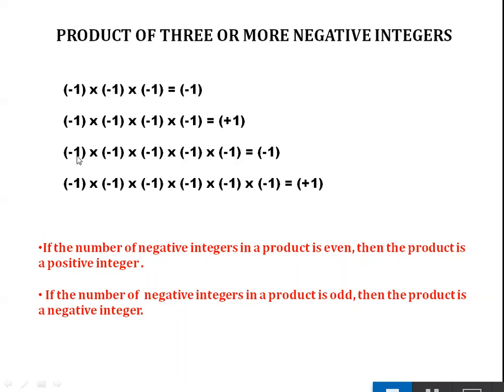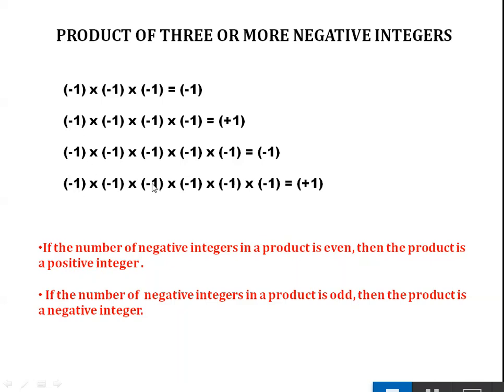Now here what is the number of negative integers? Let us count. 1, 2, 3, 4, 5. 5 is an odd number. What did you get as answer? Negative 1. So if the number of negative integers in a product is odd, then the product is a negative integer.